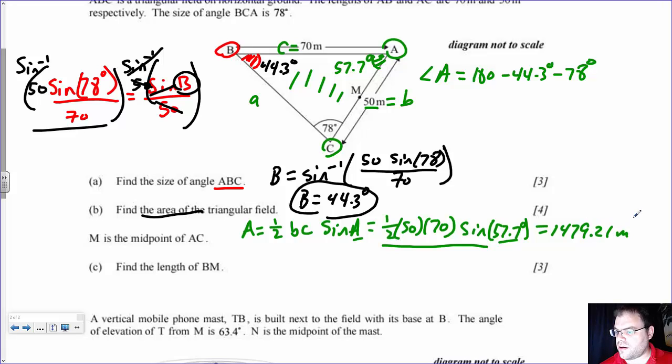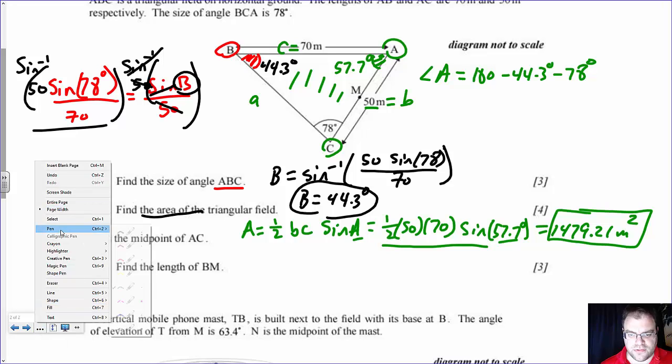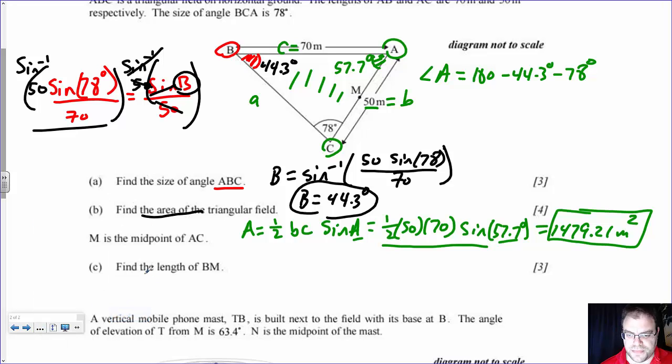1479.21. That's square meters based on the units that I have on my triangle. All right, so we're kind of going through that. All right, and there's not such a big deal here. Now it's telling me M is the midpoint of AC. So here's from A to C, and M is right in the middle. That's fantastic. Find the length BM, so the length from here to here.